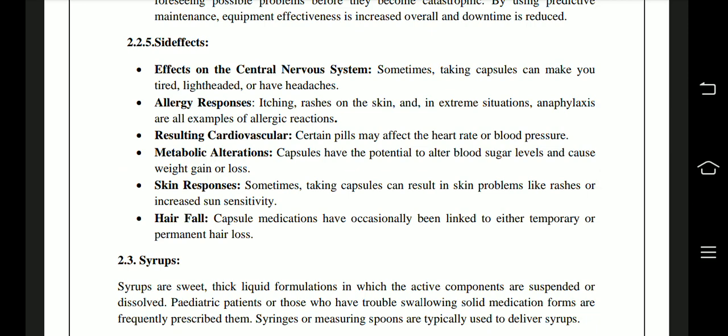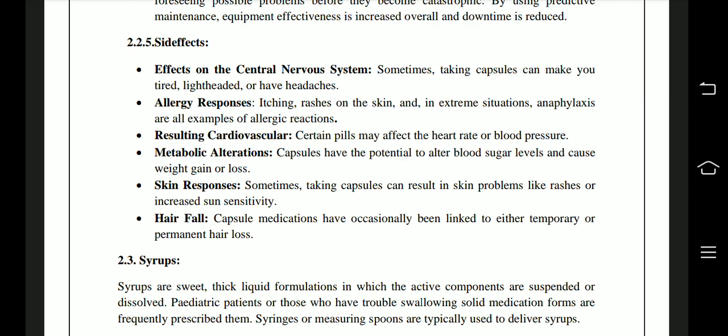Now, I would like to discuss side effects. Side effects of capsules. Capsules affect the central nervous system. Sometimes taking a capsule can make you tired or have a headache.